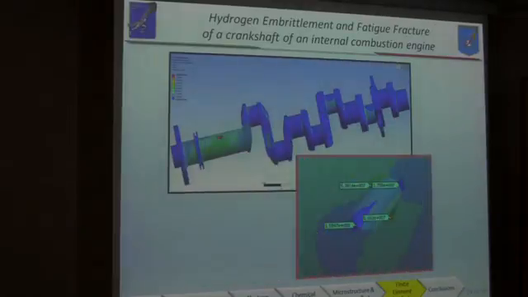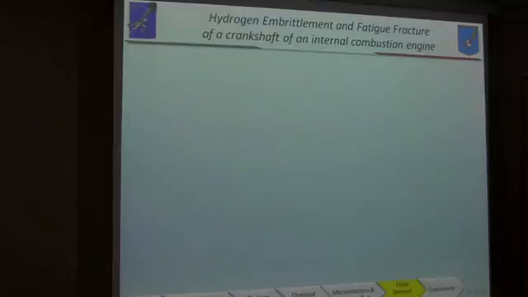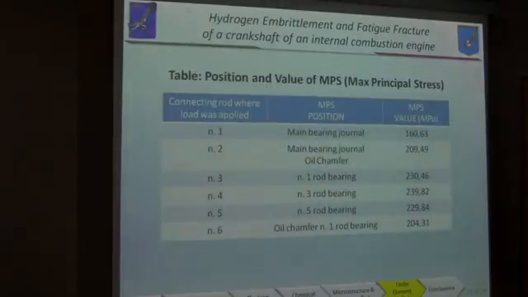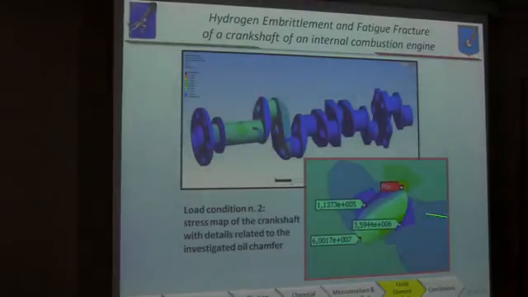And for each load condition, a related stress map was obtained where the detail represents the stress, for example, around this lubrication hole. Obviously, 6 stress maps were obtained from the 6 load conditions with the position and the maximum principal stress value reported in this table. The important thing is that all these values are largely below the fatigue limit for the alloy, and only for load condition number 2, the oil chamfer is the zone with the maximum principal stress value. And this is the related stress map with the detail of the stress condition acting on the lubrication hole from which crack number 1 started.